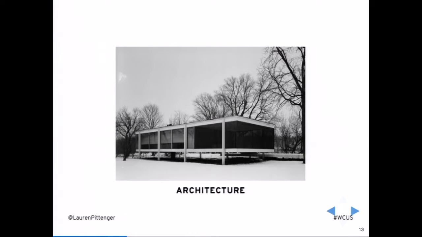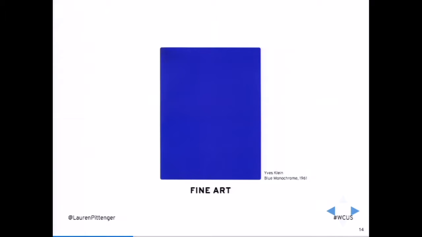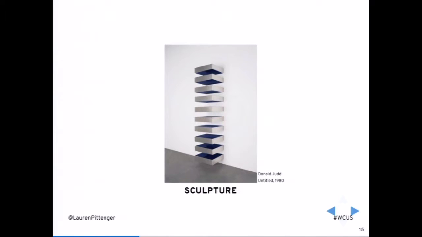For architecture, minimalism meant focusing on simplicity and using modern materials such as glass and steel. We see it in fine art as well. Minimalism in fine art was about challenging the expectations of what an image can and should represent. We see it in sculpture too. The point with sculpture was to reduce the form down to the most geometric form.